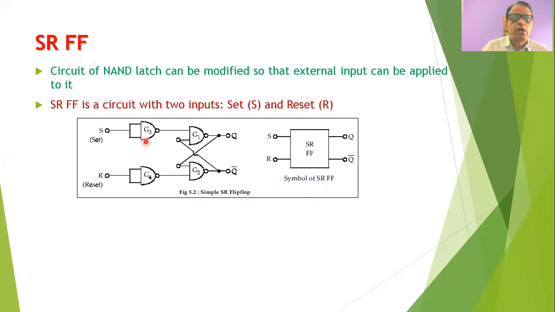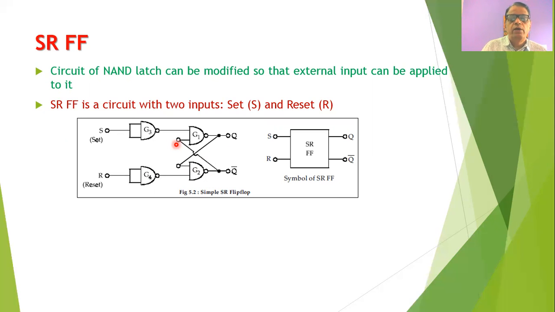Observe that the set input S is applied to the gate G3, where G3 works as an OR gate. The output of G3 is connected to one input of G1. The reset input R is applied to the gate G4, where G4 also works as an OR gate. The output of G4 is connected to one input of G2. Also, one can easily observe that the output Q is connected to the other input of G2, and the output Q bar is connected to the other input of G1 as shown in the figure.